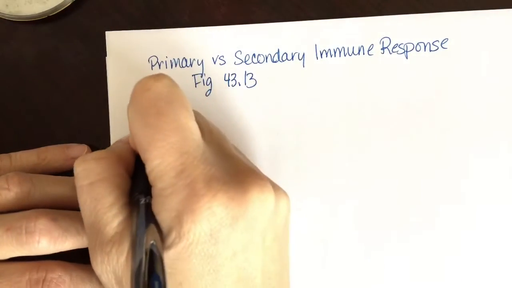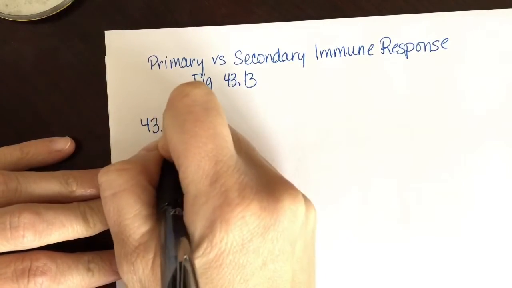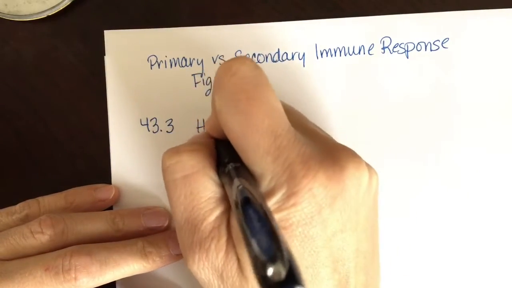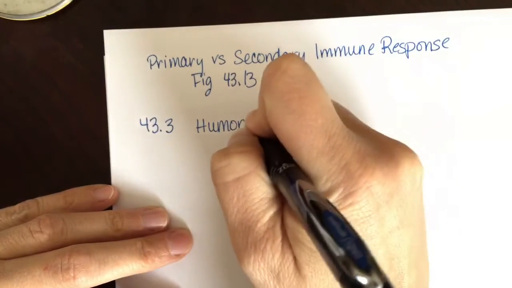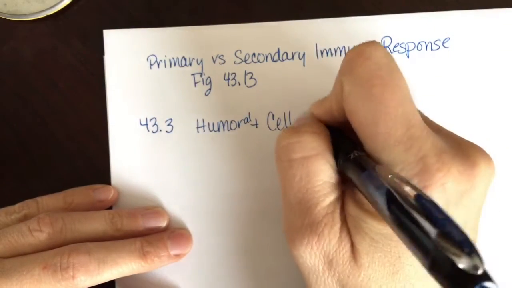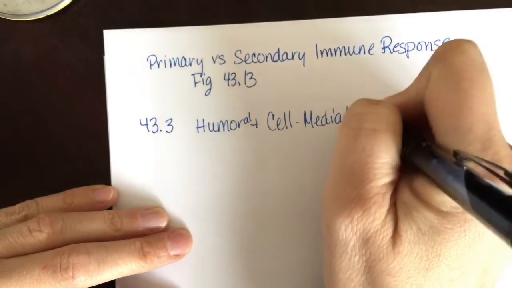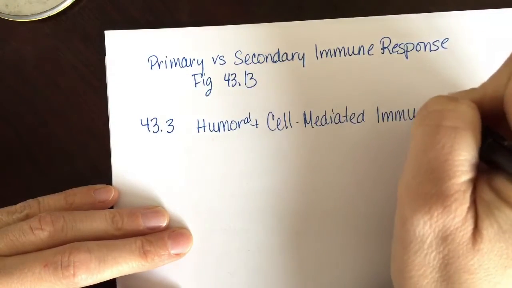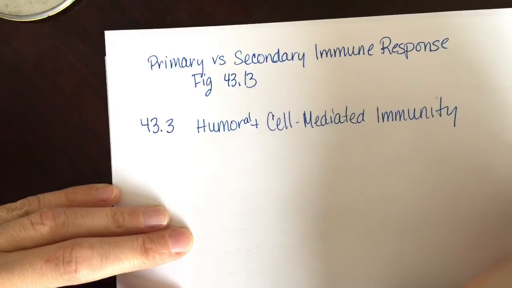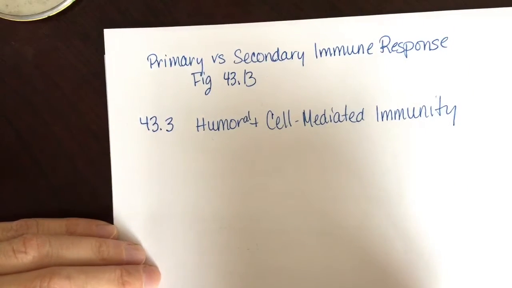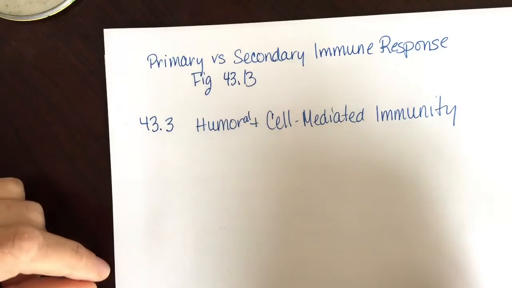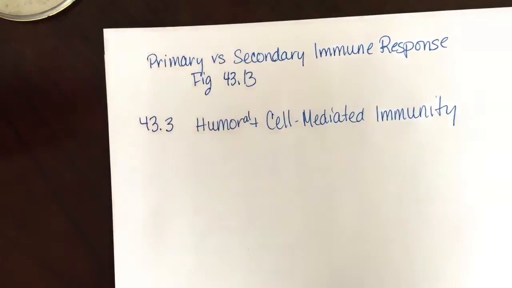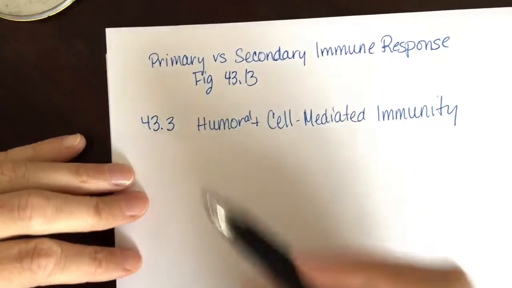All right, so then 43.3 was all about the difference between humoral and cell-mediated immunity. All right, so this is where we did that big concept map. And so really, I feel like the best way to review that is to redo that concept map. So actually, I started it going sideways here, but for this, I'm going to go ahead and go like this and just put it underneath here like this.